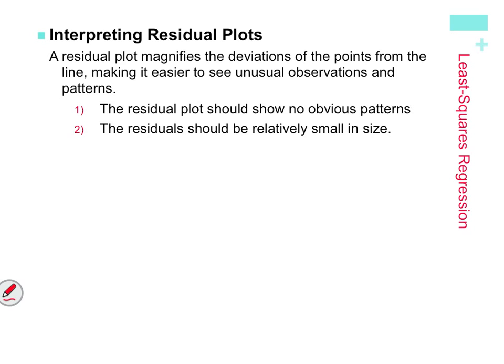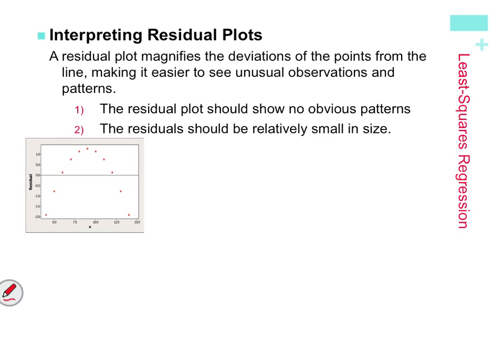The residuals should be relatively small in size. So if we look at this residual plot, it definitely has a leftover pattern here. You see a pattern in the residuals right here. This was your regression line turned horizontally at 0. Because it shows a pattern in your residuals, this is not an appropriate regression line to use for this, or it may not be appropriate to use a linear model at all.